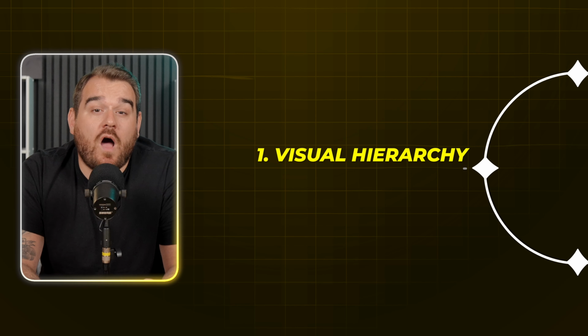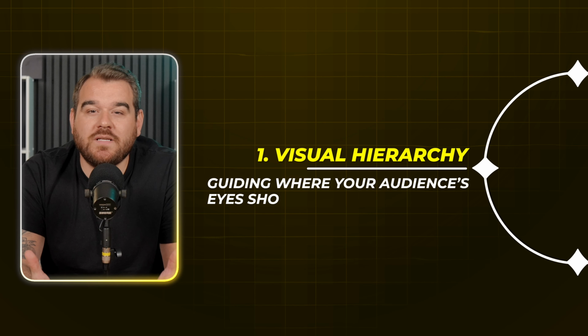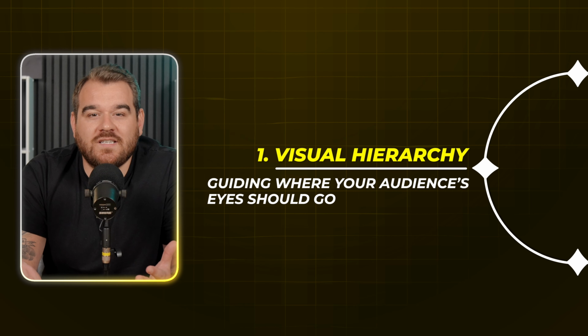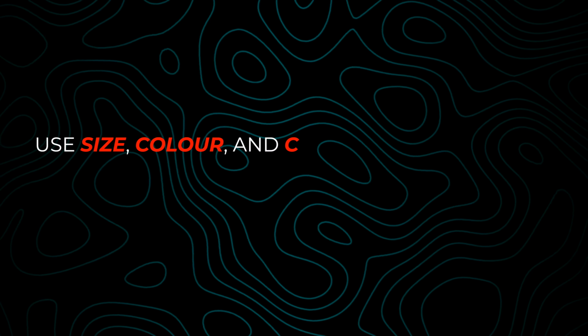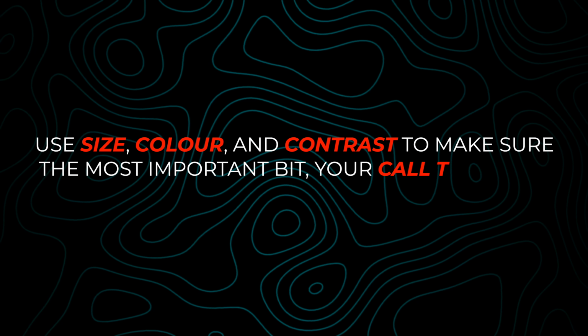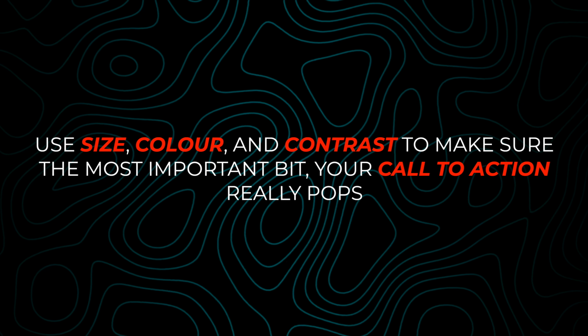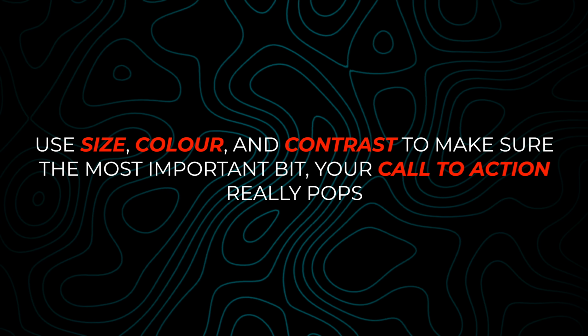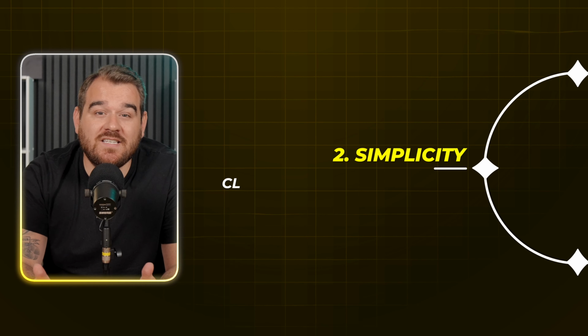First up, visual hierarchy. Now this might sound a bit technical, but it's basically about guiding where your audience's eyes should go. You want to use size, color, and contrast to make sure the most important bit, your call to action, really pops. Think of it like creating a path that leads straight to the action you want them to take. Next, simplicity is key.